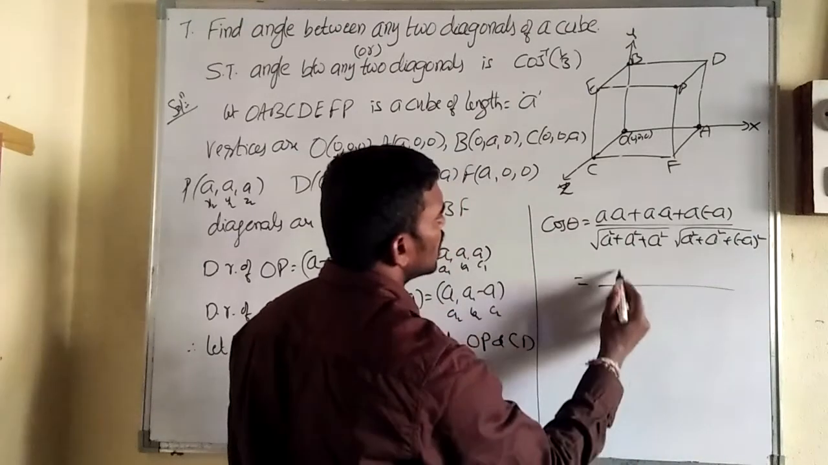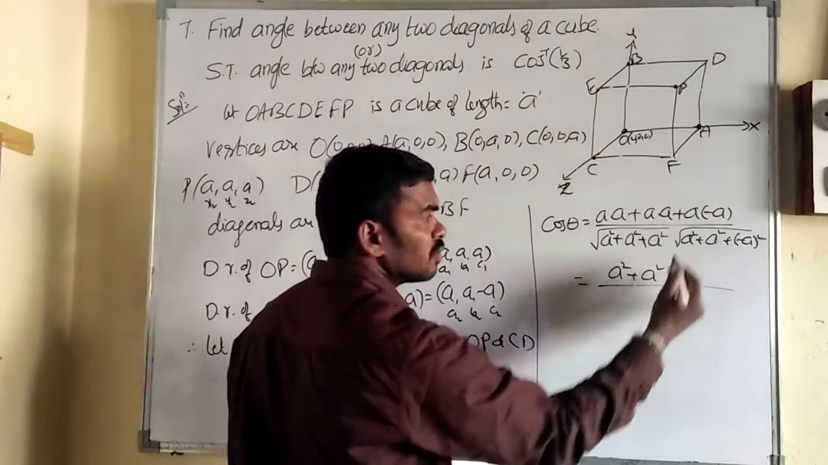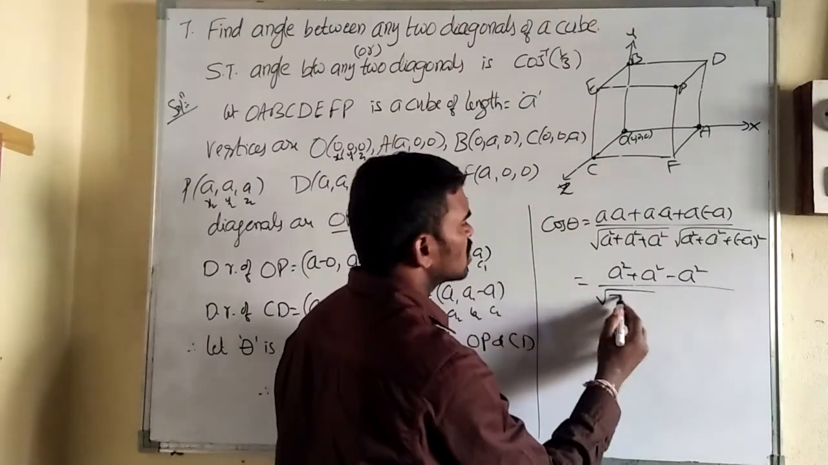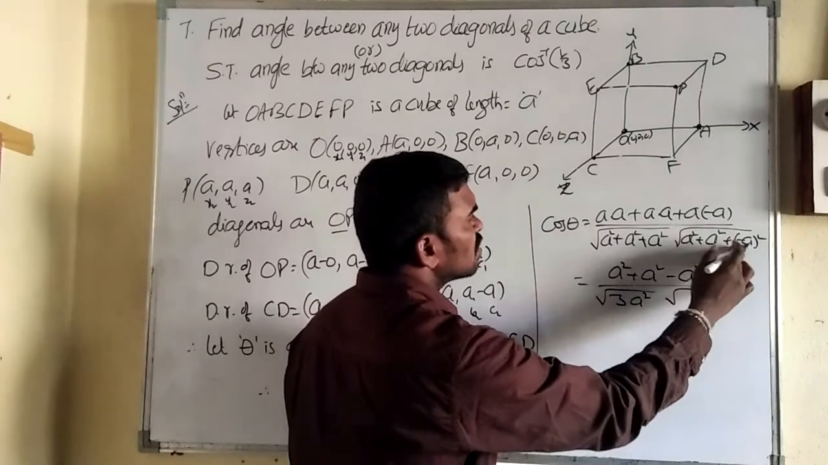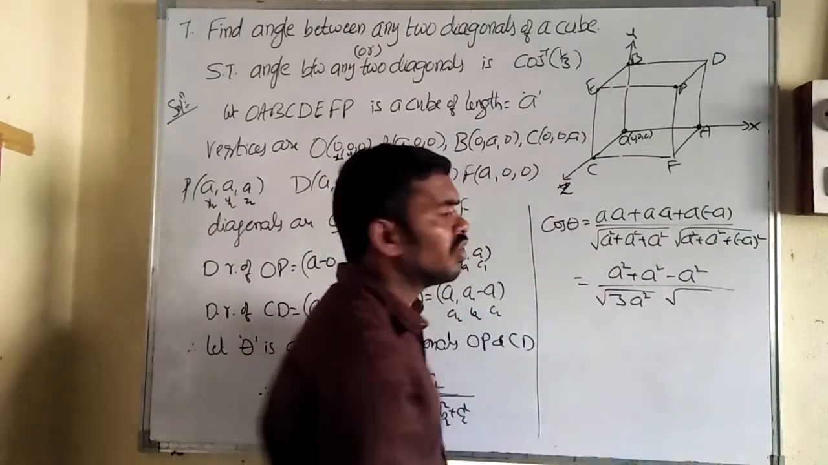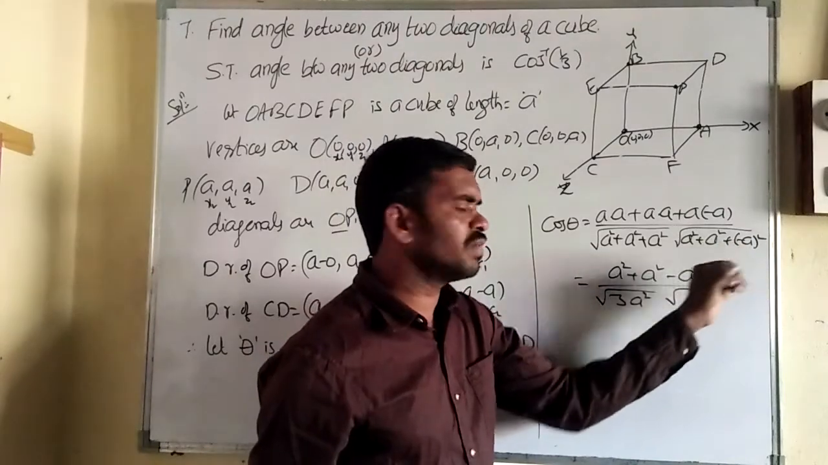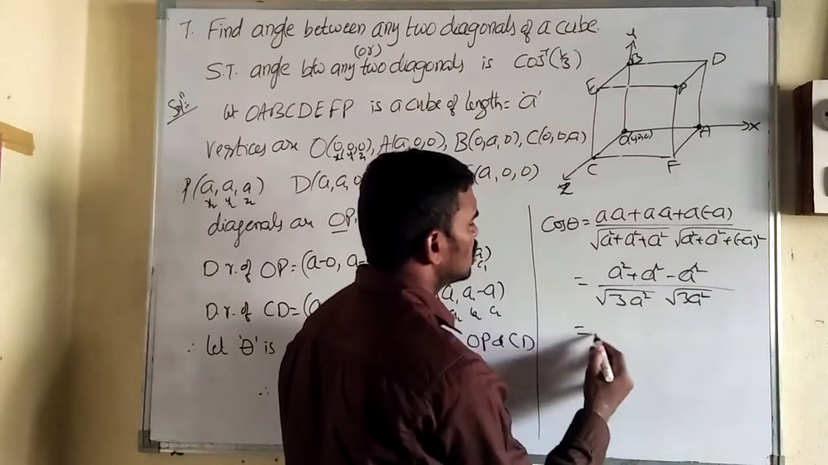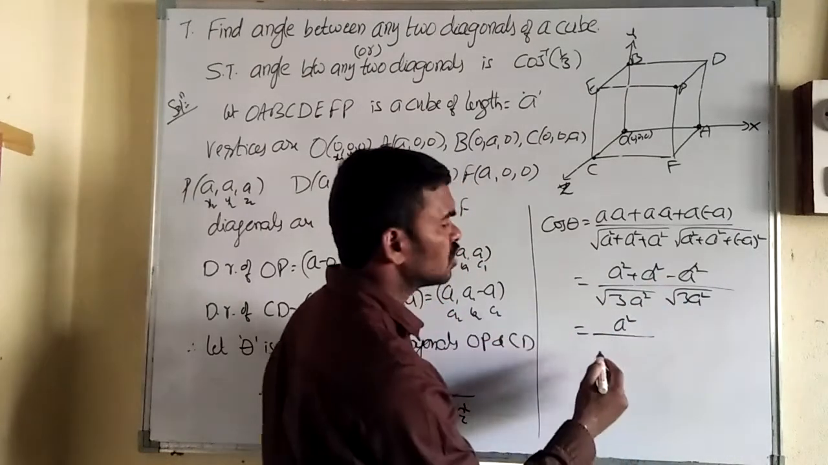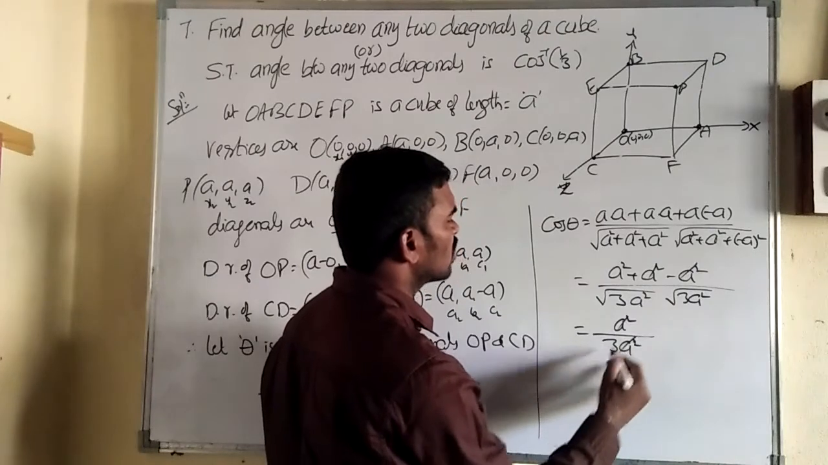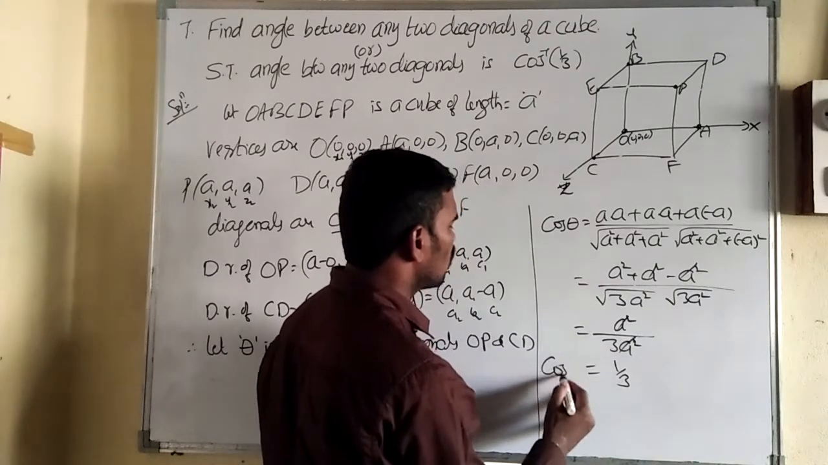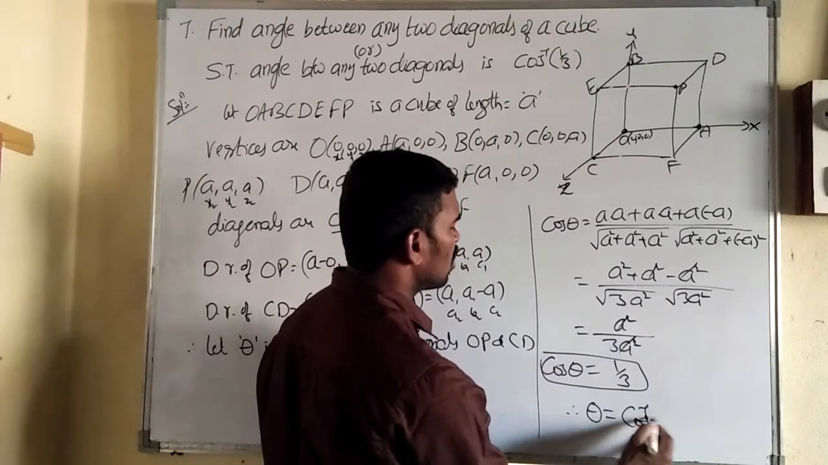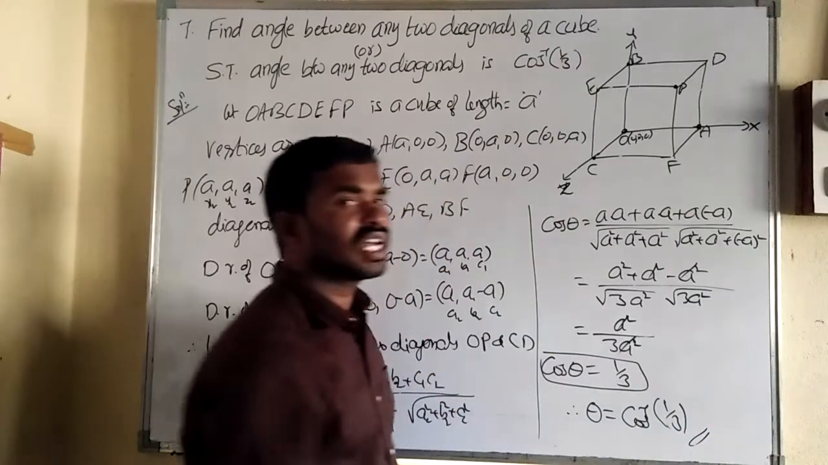So this equals a square plus a square minus a square by root of 3a square into root of, this also becomes plus a square, don't cancel. Minus a whole square becomes positive, so a square plus a square plus a square becomes 3a square. So it equals a square by root 3a square into root 3a square, which is 3a square. The a square cancels, and we get 1 by 3. Therefore cos theta equals 1 by 3, so theta equals cos inverse 1 by 3. This is the solution.